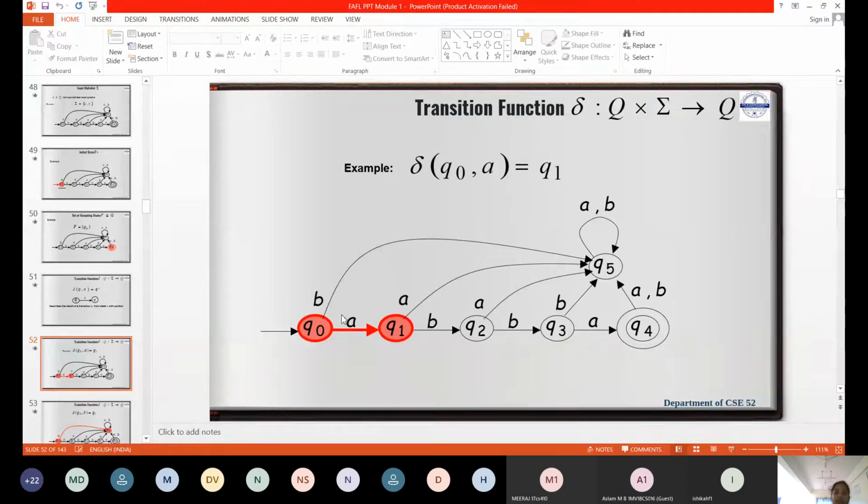The same way, del of q naught comma b, I go to q5. Then go to q1: del of q1 comma a is equal to q5. Del of q1 comma b is equal to q2. Then go to q2. Like that, one state at a time, you have to write your transition function.